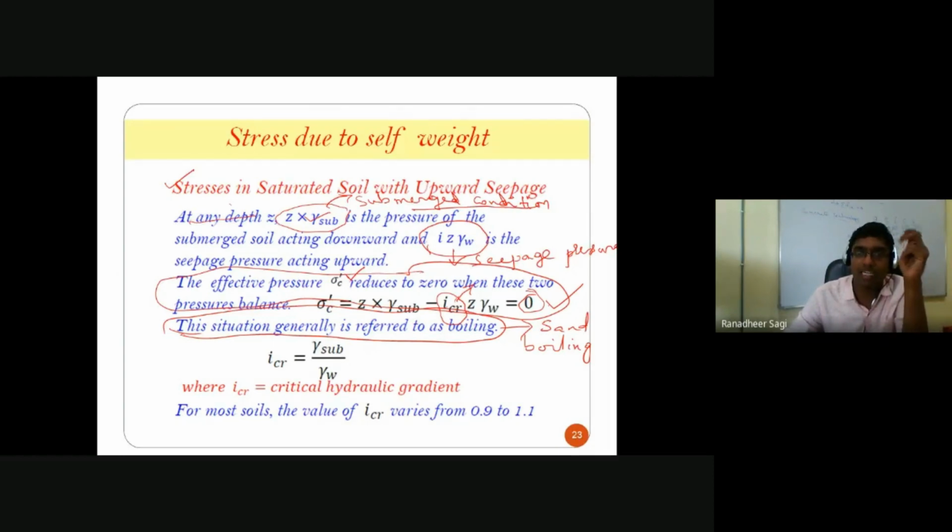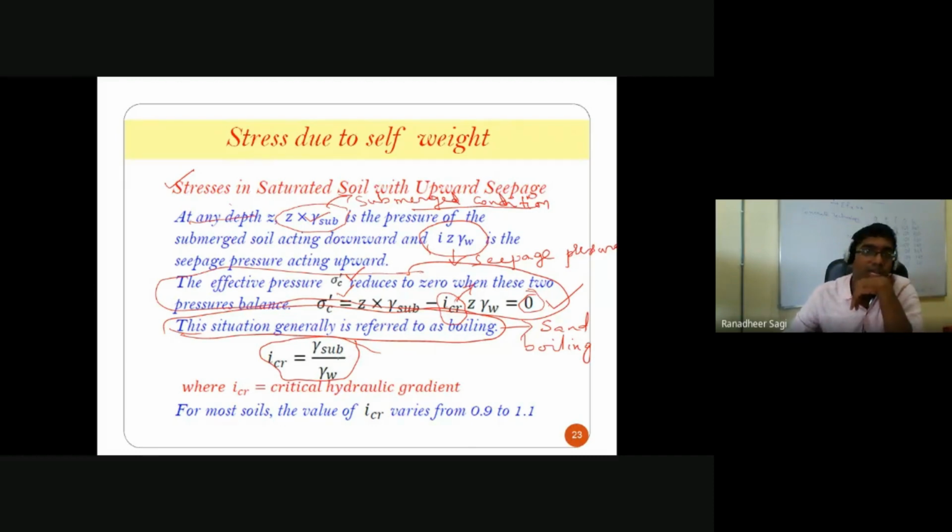And how do we calculate that critical hydraulic gradient? If I equate this effective stress expression to 0, then I can rearrange the terms, because on both the left side and right side, Z gets cancelled out. And what I'll have is gamma sub is equal to i critical into gamma W, where i critical is nothing but, as we can write it here, gamma sub by gamma W.